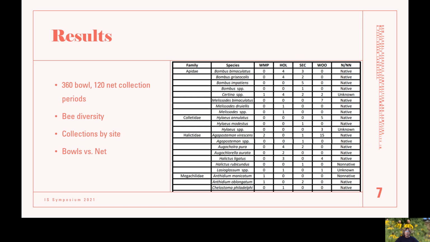Out of all those bees, Halictidae represented 39% of the samples. The College of Worcester site had the most collections, with 40% being collected here, and Worcester Memorial Park had the least, with only 5%. The bowls did significantly better for diversity, both richness and abundance, bowls collecting over 97% of total specimens.